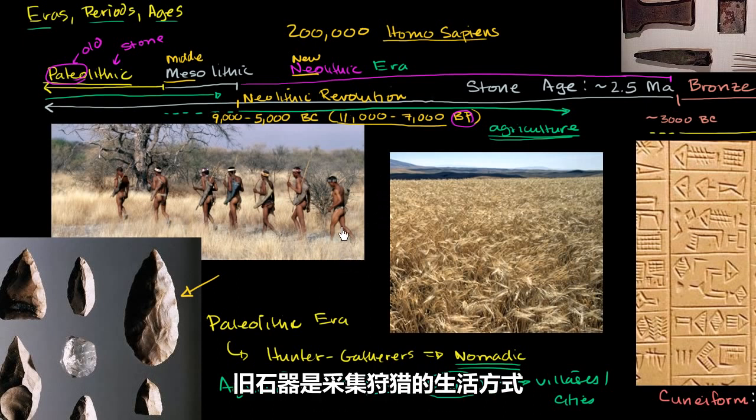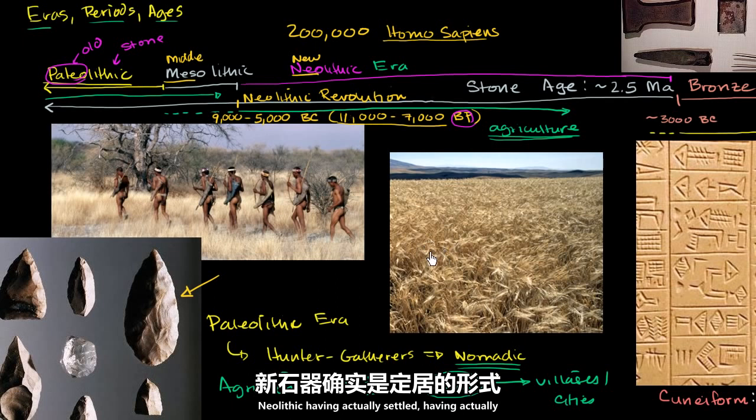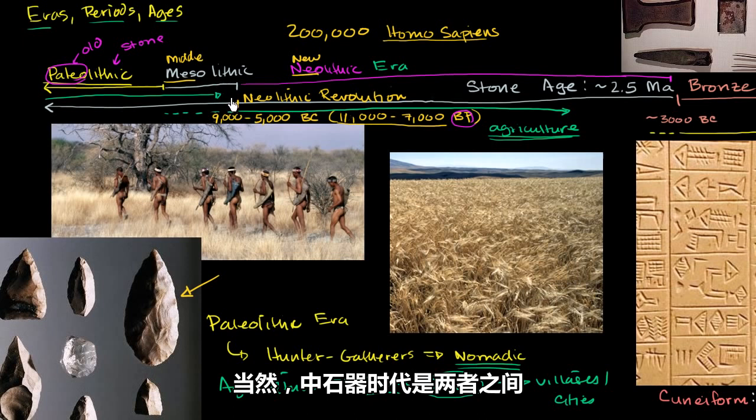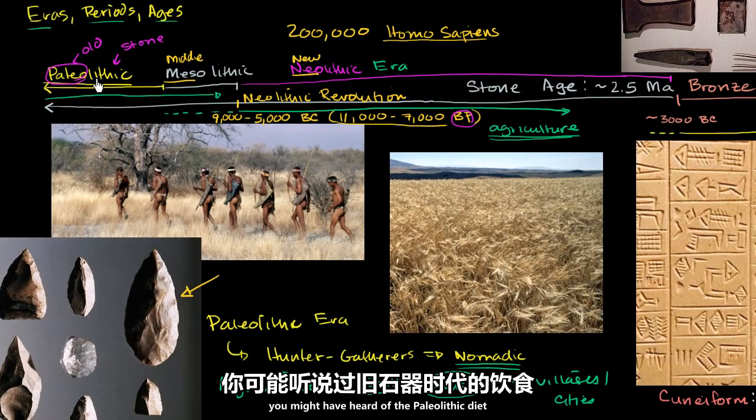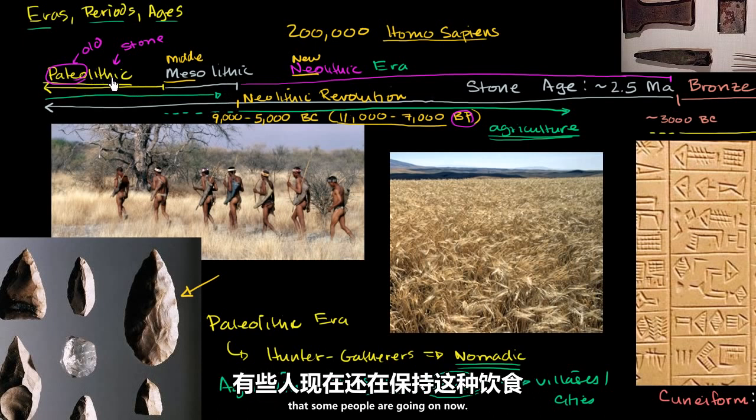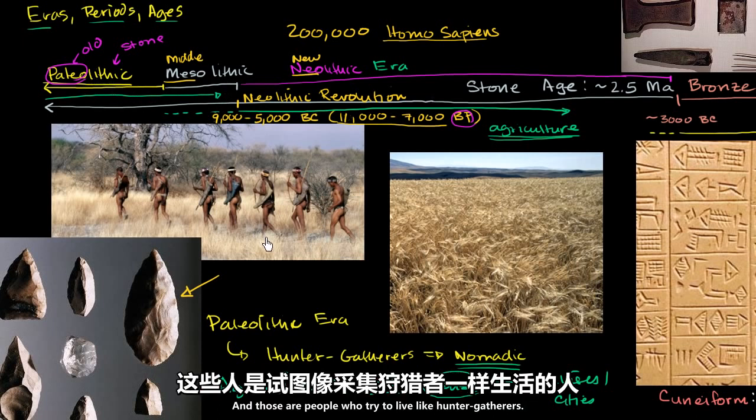Paleolithic being hunter-gatherers, Neolithic having actually settled, having started to develop primitive villages and even cities, and then of course Mesolithic is in between. And just as a pop culture reference, you might have heard of the Paleolithic diet that some people are going on now.